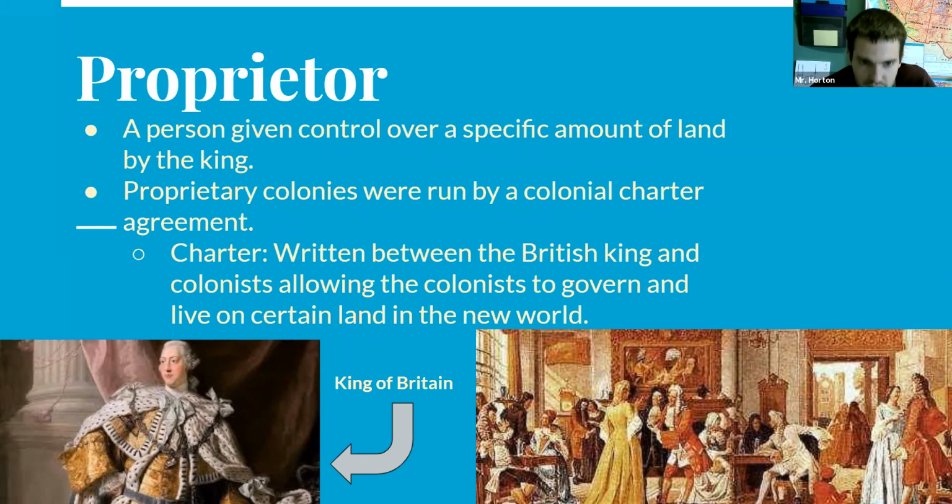So the proprietor, again, is a person given control over a specific amount of land by the king. So it's that first bullet point there. That'll help you answer number 7. A person given control over a specific amount of land by the king.